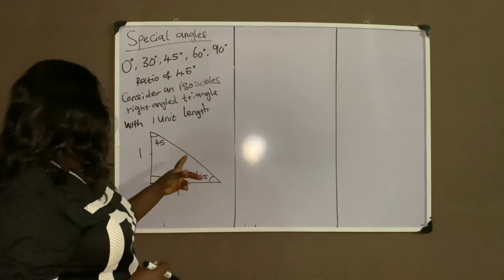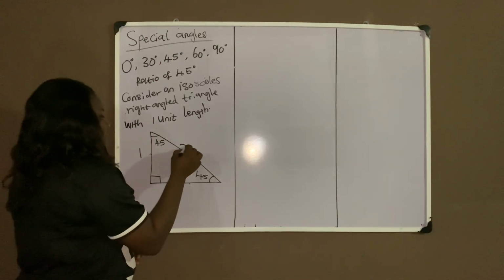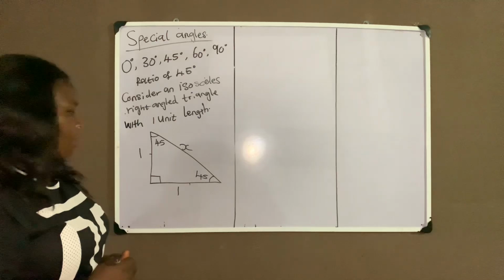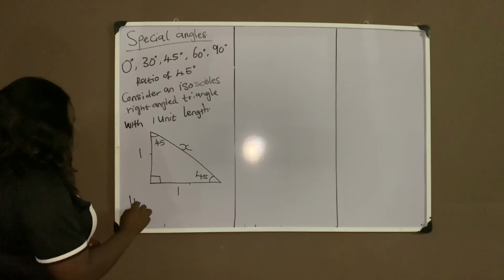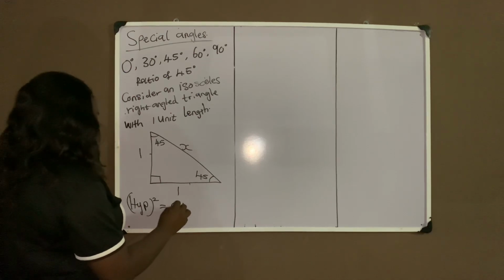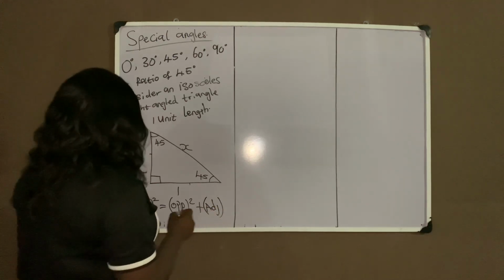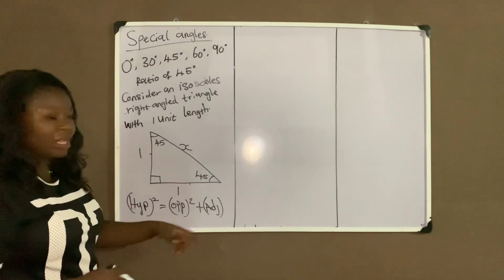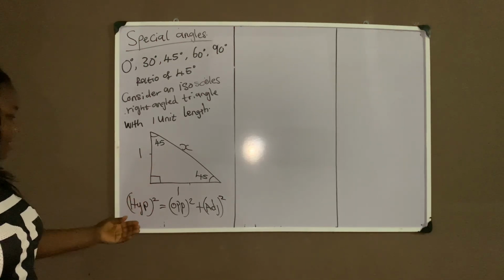Now we will have to obtain the value for the hypotenuse. Let's tag the hypotenuse to be x. To obtain this value, we consider the Pythagorean theorem. We know that the Pythagorean theorem says that the hypotenuse squared is equal to the opposite squared plus the adjacent squared. That is, the square of the hypotenuse is giving us the sum of the opposite squared and what? The adjacent squared.